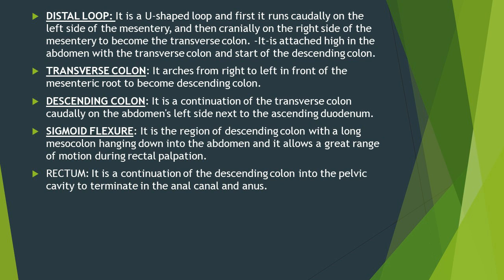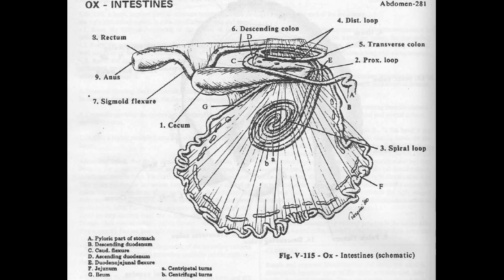The distal loop is a U-shaped loop which runs first caudally on the left side of mesentery, and then again it continues cranially on the right side of mesentery to become the transverse colon. After this distal loop is the transverse colon, which arches from right to left in front of the mesenteric root in order to become the descending colon. So first the distal loop continues to move caudally, then it bends from left side to the right side and continues to move cranially, and then transverse colon comes.